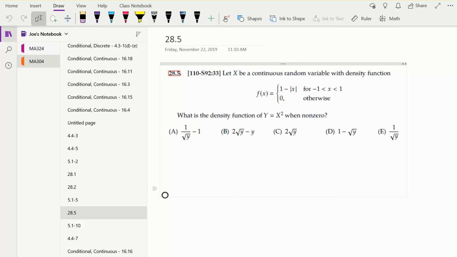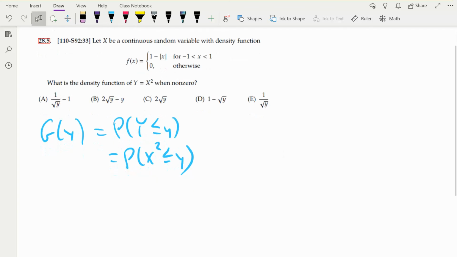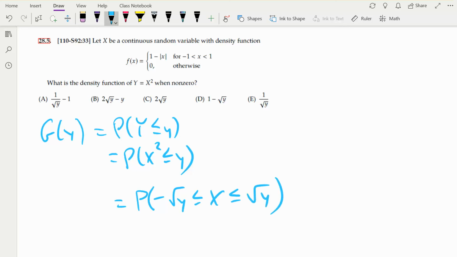It asks for the density function, so PDF, of y equals x squared if our PDF for x is 1 minus absolute value of x. All right, so same principles that we've been doing. Set up our CDF definition and replace the y with x squared. Now this looks a lot like the first problem we did, and you told me correctly how to rewrite this. How did we rewrite this when we took the square root? Yeah, negative root y to root y, right?